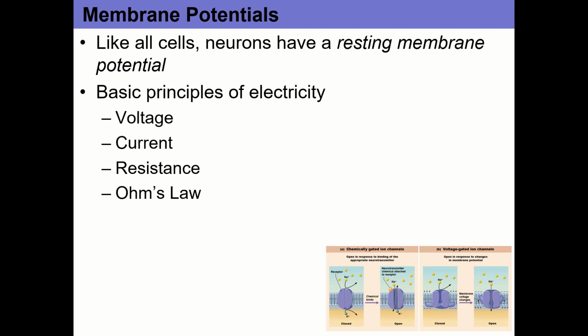So we can make the current flow faster if we increase the difference in charge inside to outside of the cell, or if we somehow decrease the impedance.